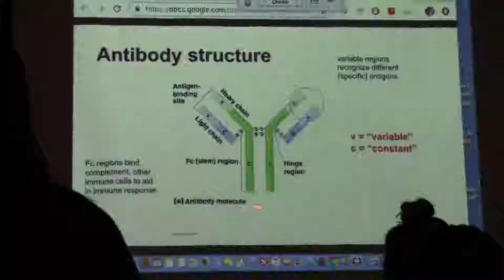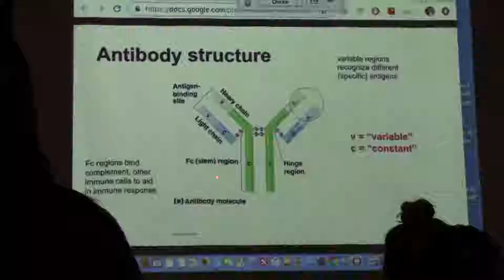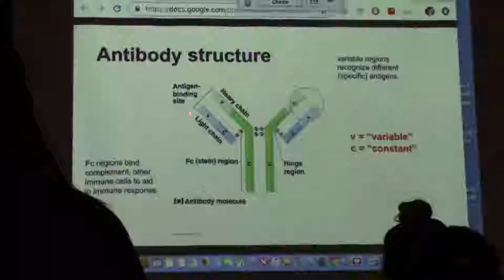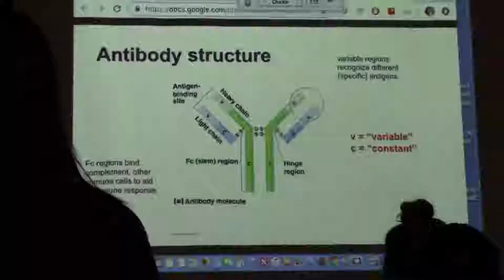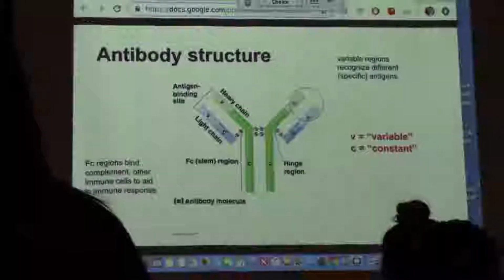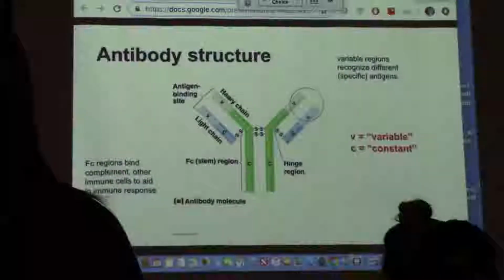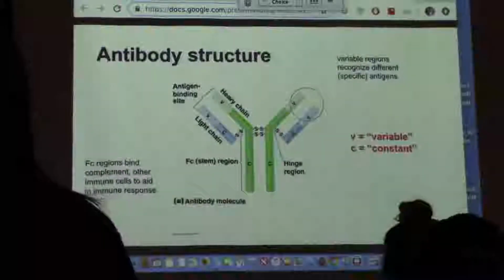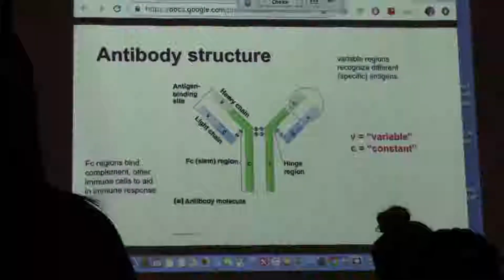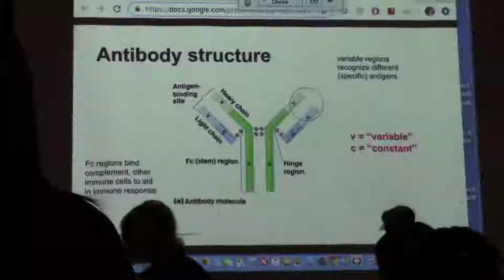They have this stem region, where the C is for constant. All of your antibodies have the same sequence here. But what's different about them is the variable region, which changes depending on what it's binding to. We know there are only 20,000 genes, so you're wondering, how can we make millions of different antibodies with different variable regions, different shapes that bind to different things that infect us, if we only have 20,000 genes?